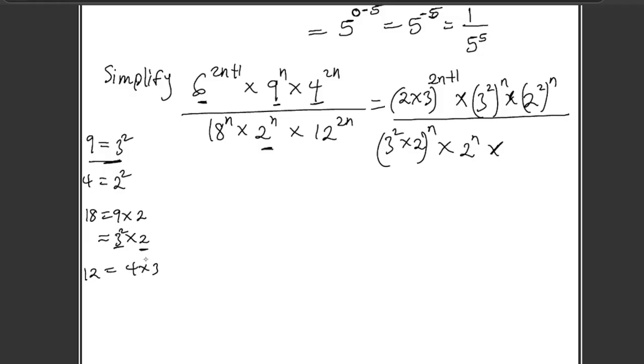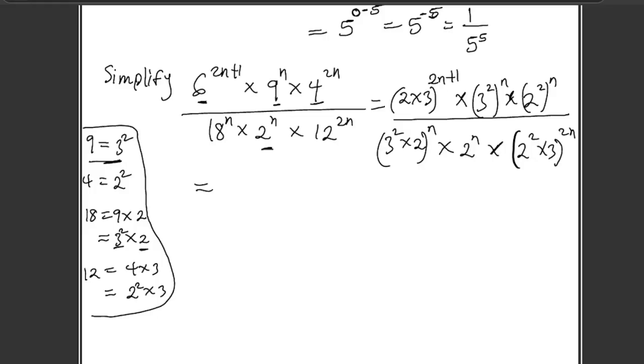But then the 4 can also be written in terms of 2. 4 is 2 squared, times 3, raised to power 2n. We can simplify that. We said earlier that anytime you want to simplify, what you have to do is make sure they have the same bases. And you can see now we have 2 and 3, 2 and 3.